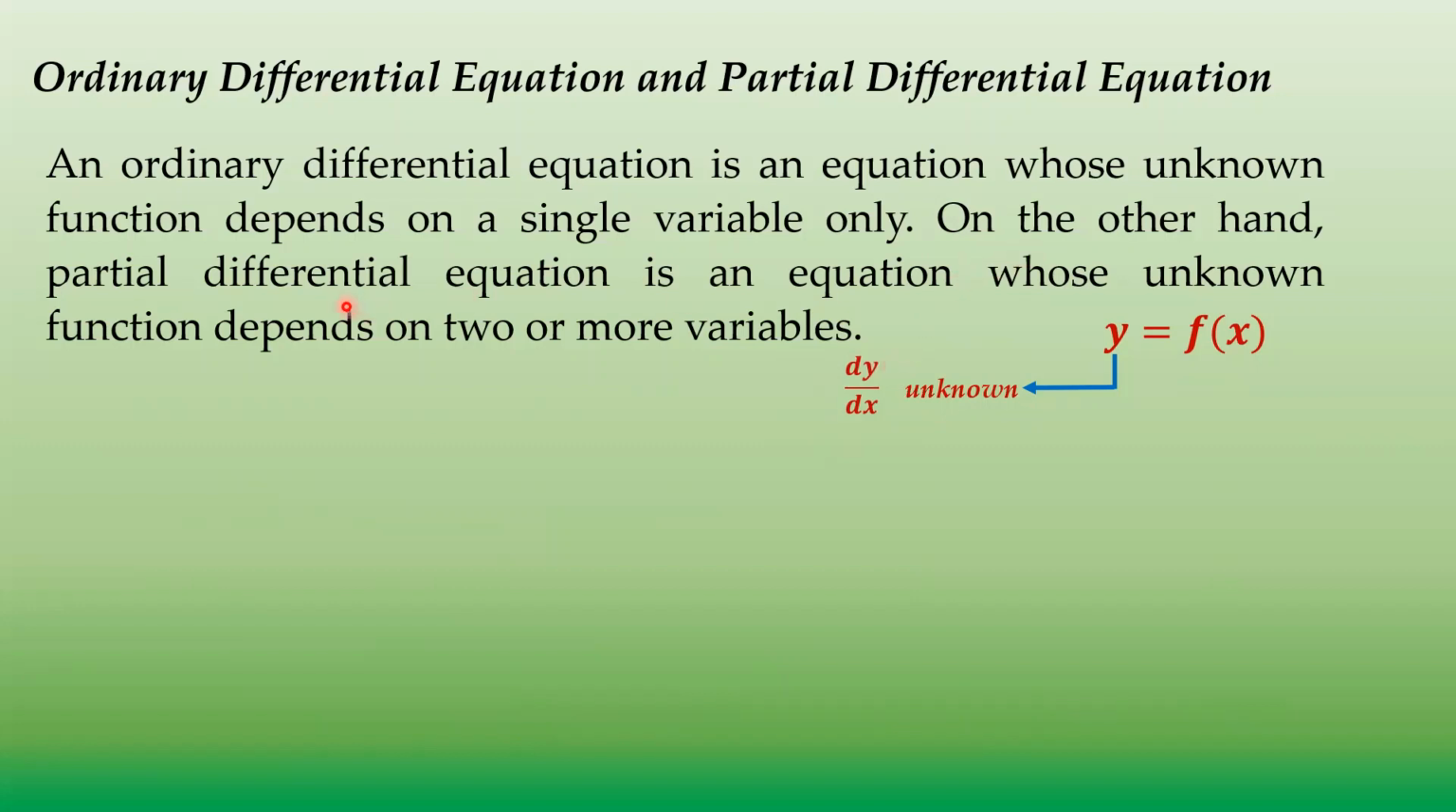Now, dun tayo sa partial differential equation. An equation whose unknown function depends on two or more variables. So, let's say we have z equals function of x and y. So, yung z, nakadepende ngayon sa x and y. Kaya dito, z yung unknown natin dyan. But by differentiation, since ito ay dalawang variables na, yung z nakadepende na sa x at saka sa y. So pwede mo nang kunin yung partial derivative ng z with respect to x or with respect to y. So meron ka na ngayon dalawang variables, x and y na, doon nakadepende yung z natin. So ito ngayon yung sa partial differential equation.